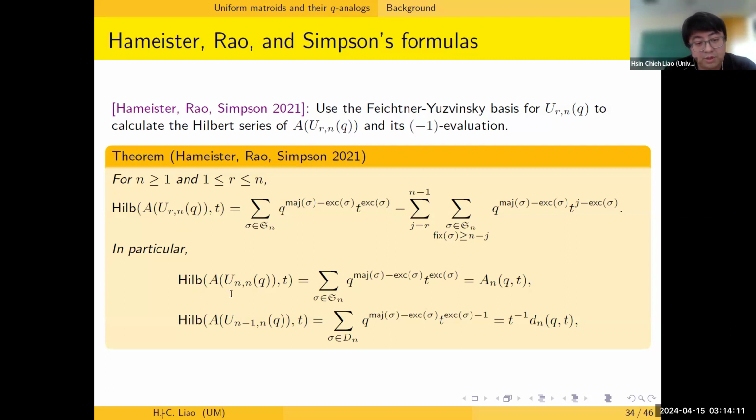And in particular, when r is n, there's nothing being subtracted. So this is just the whole q-Laurent polynomial. And it turns out when r is n minus 1, it's kind of surprising, you will get the derangement-type q-Laurent polynomial, the q-Laurent polynomial for derangements, with this t to the minus 1.